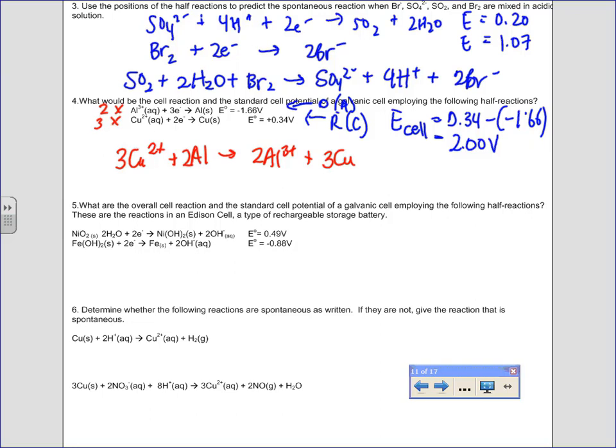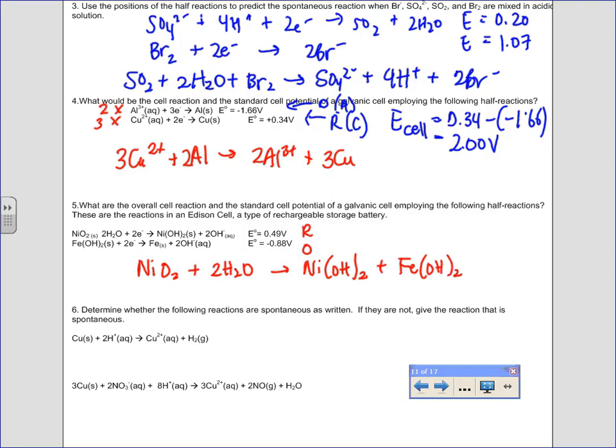Okay. In this next example, very similar to the previous one, the one with the higher cell potential is going to be the one that's reduced. The one with the lower cell potential is going to be oxidized. So in this case, the overall reaction is nickel oxide plus water goes to nickel hydroxide plus iron hydroxide.